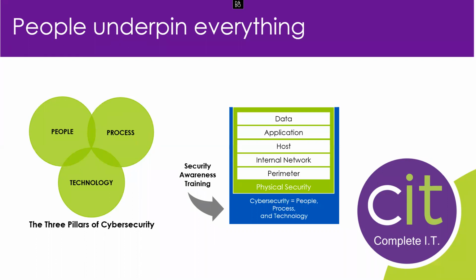So, people underpinning everything, focusing on people and not just on the traditional, which is on the right-hand side of the graphic there in the green box. That's the traditional part of cybersecurity that everybody's focused on. It's going to be the technology aspect, often neglecting the people.